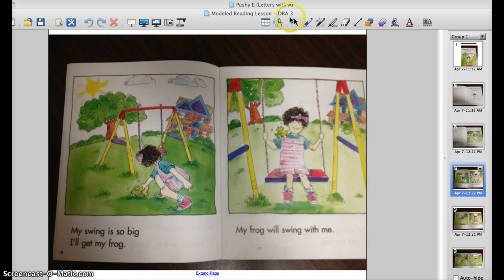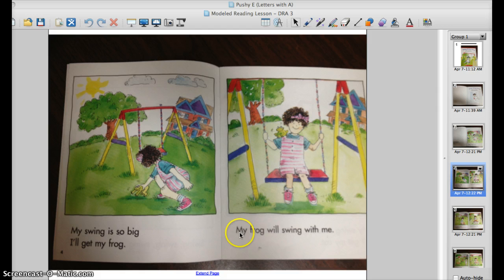So this is a level 3 book, and if they skip a word, if they say, "My frog will swing," and they don't say these two words, that's a mistake. They're not noticing that there's text there. That's called an omission, which means they're missing words. So that's something that can happen, that they can't pass on to the next level.